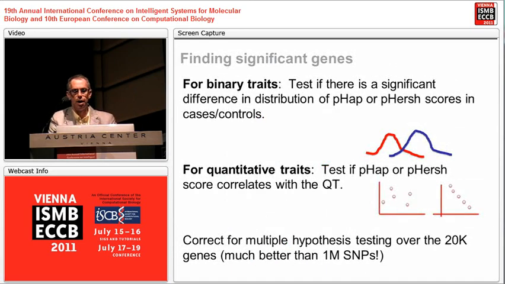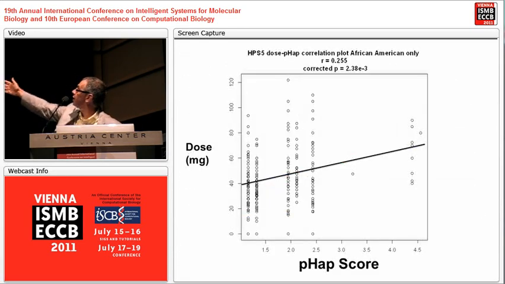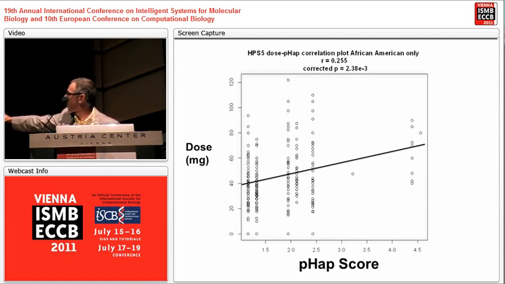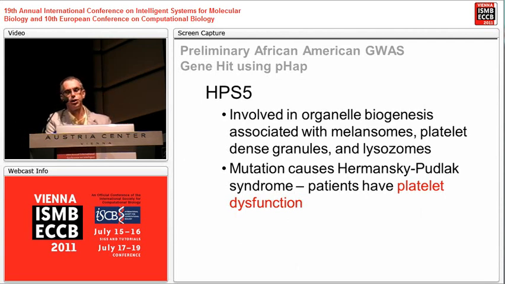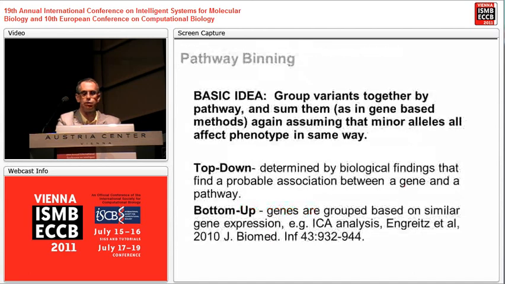And in fact, when we do this in our initial GWAS data, we see that this p-Hirsch, or a variation of it called p-Hap score, correlates with dose. That is, the burden of minor alleles in the gene correlates with the dose of warfarin. We don't know exactly which variations because we've collapsed them all together, but we see a pretty strong correlation. And in this case, this gene looks pretty good. It's involved in platelet dysfunction, and platelet dysfunction is involved in clotting. So the story looks like it may be, very early, may be true.